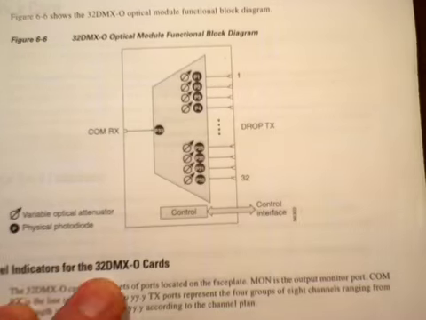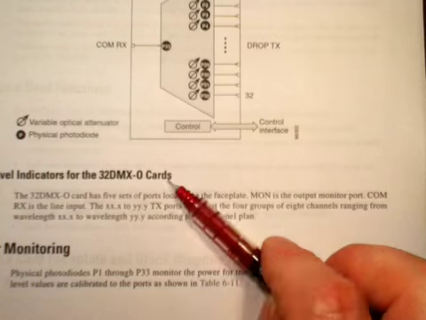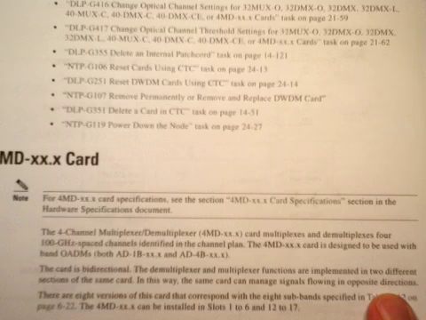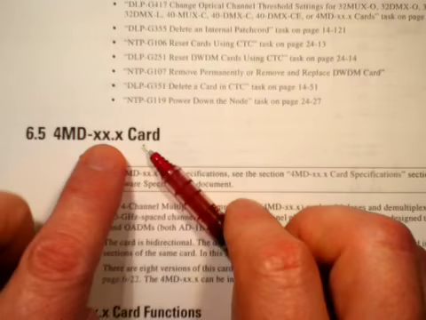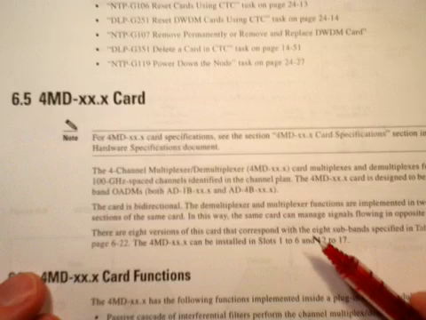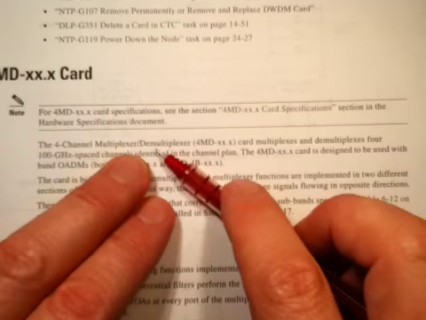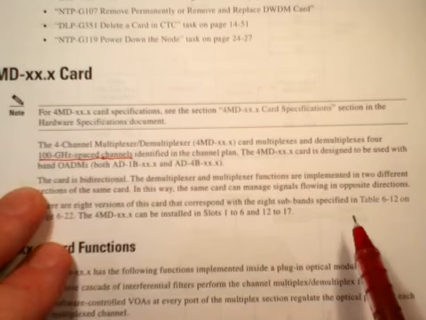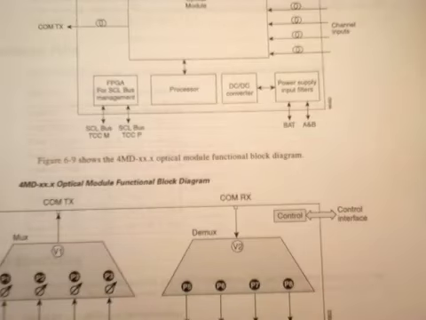Finally, just to wrap this Chapter 6 up, we have what are called the 32DMX-O cards. Oh, they're the ones I just talked about. They're the DMUX cards. Here's the one I wanted us to talk about. We have the 4MD-XX.X cards. Okay, there's a whole bunch of these. These are 4-channel add-drop or multiplexer demultiplexer cards. So we have 4 100 gigahertz spaced channels, and we can multiplex or demultiplex just 4 of them at a time.